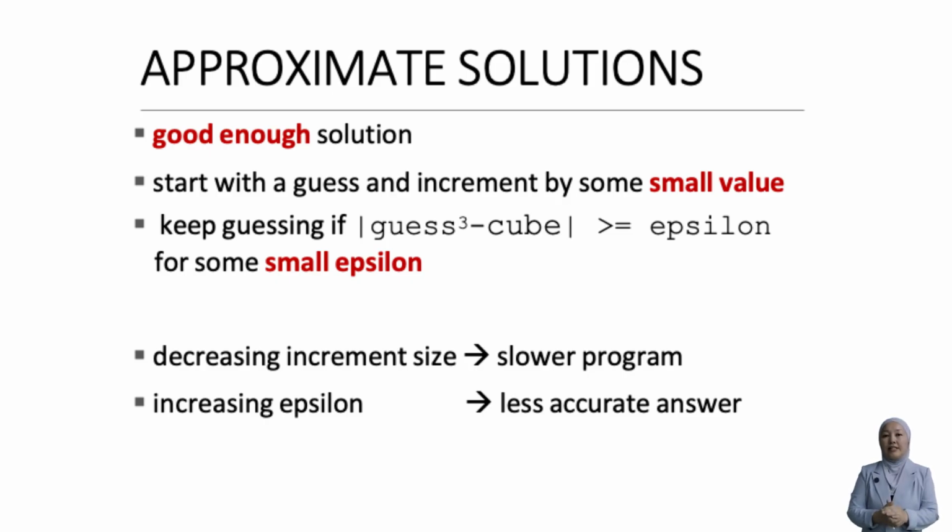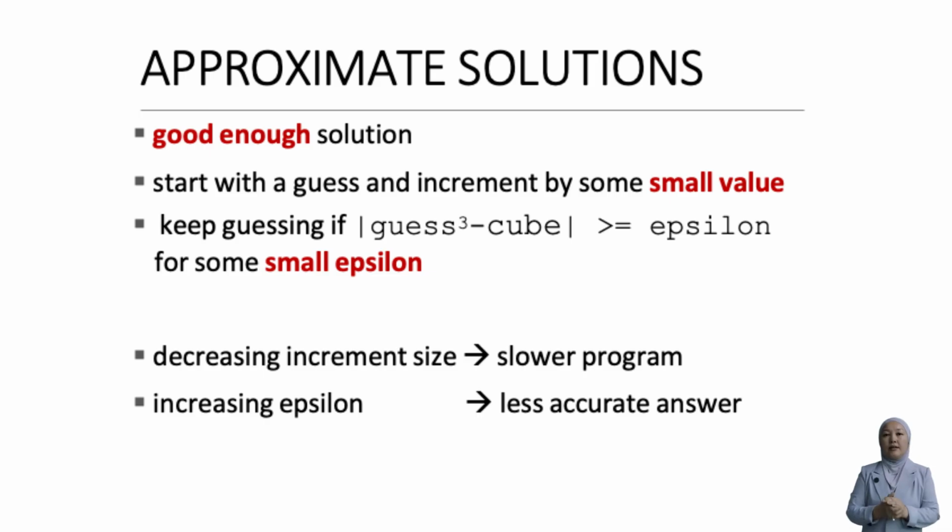We start with a guess of 0. We increment by a very small value, say epsilon or 0.01. We check, is |guess**3 - cube| < epsilon? The vertical bars mean absolute value. If the difference is less than our tolerance epsilon, we stop. Our guess is close enough. If not, we increment guess and try again.